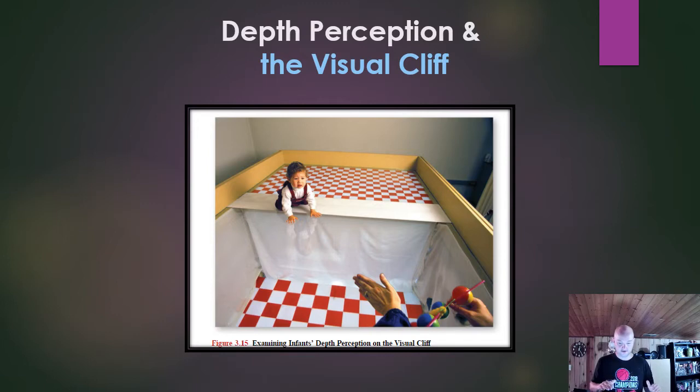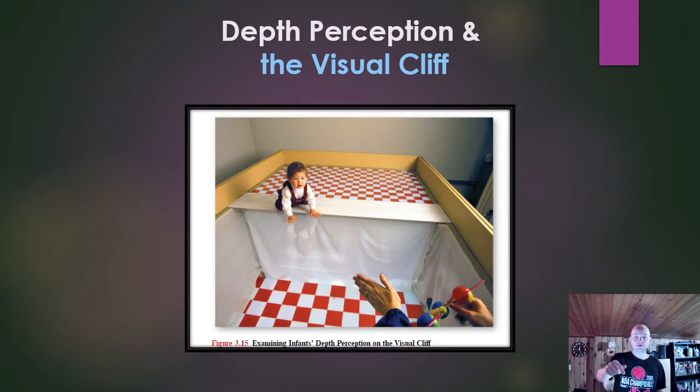They placed 6 to 12-month-olds, so in the study, the kids ranged from half a year to a year old, on the edge of the cliff, sort of like that child there, and had their mothers try to coax or encourage them, come here, to crawl over the glass. Most of the infants wouldn't crawl on the glass, choosing to stay on the safe side. So most of the kids wouldn't do it.